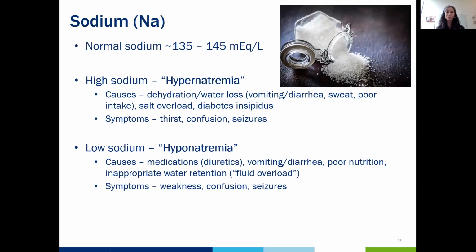And again, similar to abnormal potassium levels, the treatment of abnormal sodium levels also depends on the cause and the severity.